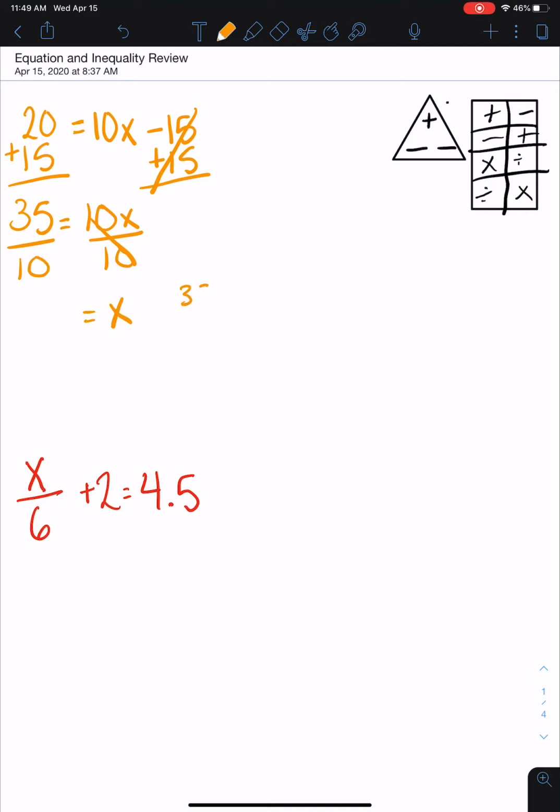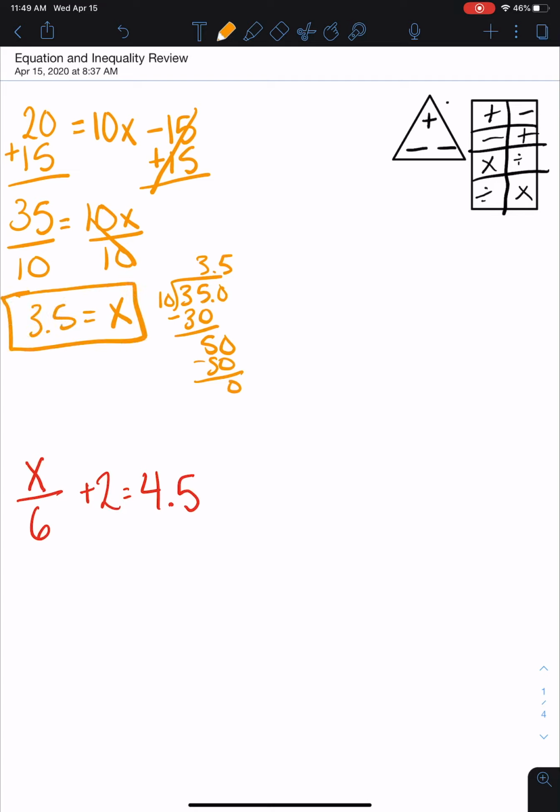I'll go ahead and show my division. Some of you guys know it off the top of your head. That's fine. Some of us don't. 10 goes into 35 3 times, and then 5 tenths. So I get 3.5 equals x, and that would be my answer.